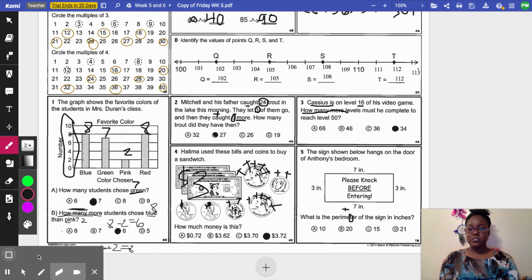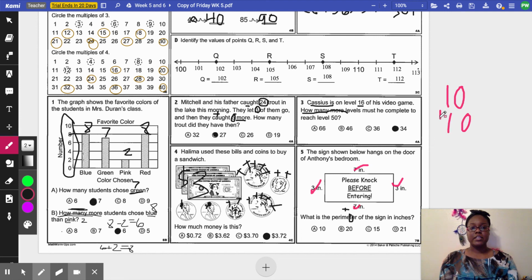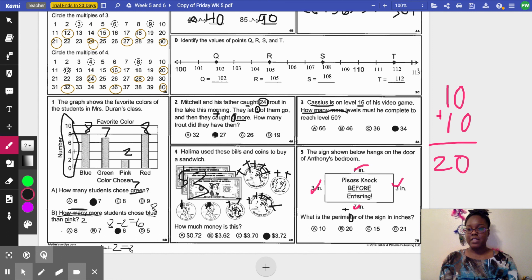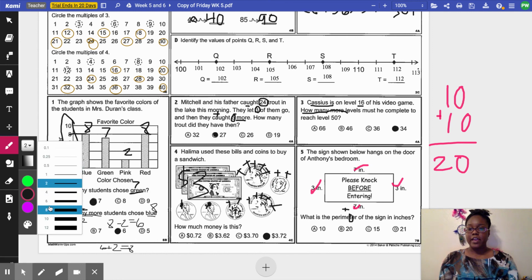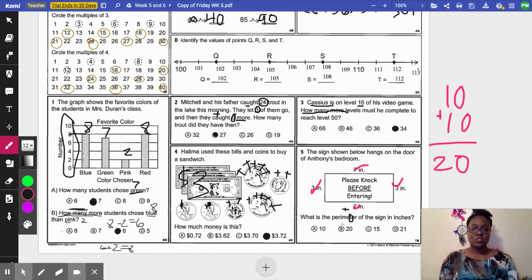I have some students who like to do it another way, where they say, okay, I've got 7 and 3, and that makes 10. Then they say, I have another 7, another 3, and that makes 10 as well. 10 plus 10 gives me 20. So that is another way that you can do that, another strategy, and you know your perimeter is 20.